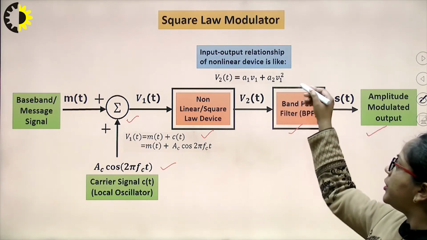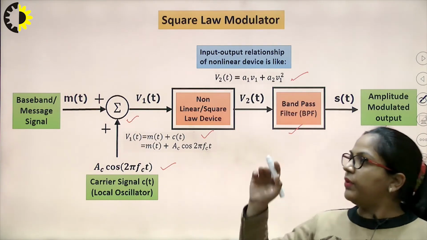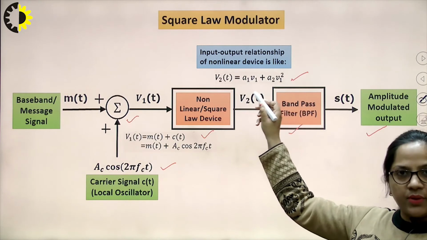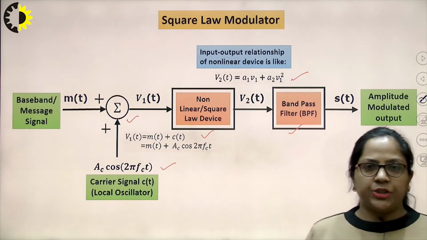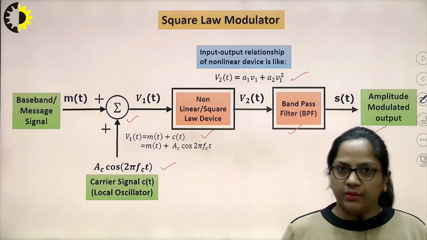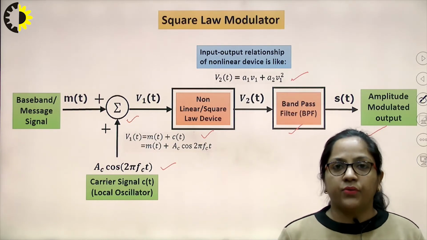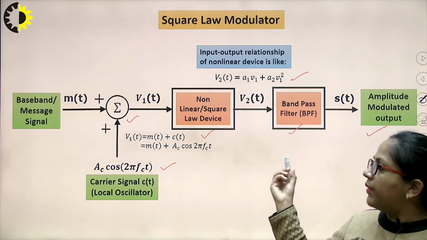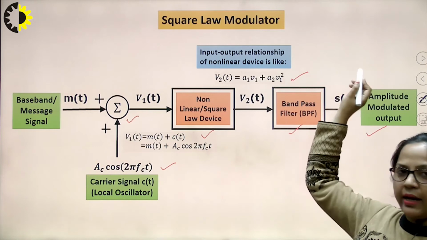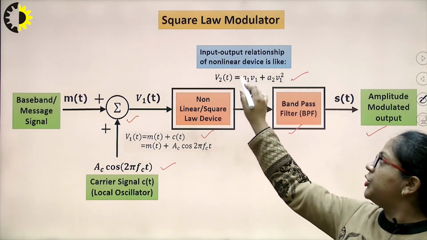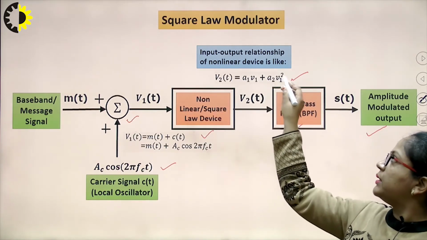It is like this equation, that is a1 v1 plus a2 v1 square. Here we have considered only two terms, the first two terms up to second order. We can also expand this summation up to higher order terms, like a3 v1 cube, a4 v1 raised to the power 4, and so on. But if the value of the input signal is small, then we can neglect the higher order terms. So, here we have expressed the output of this non-linear device up to the second term only.